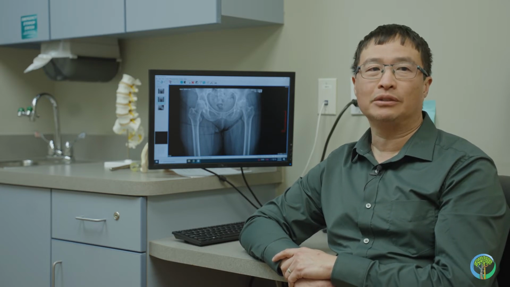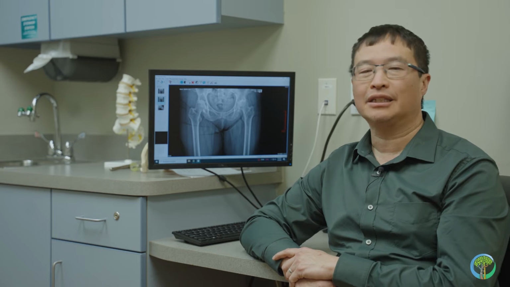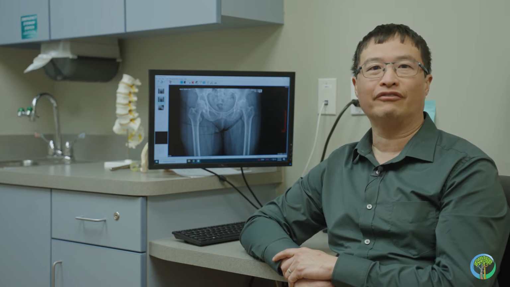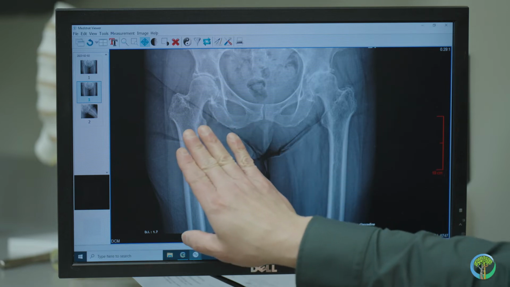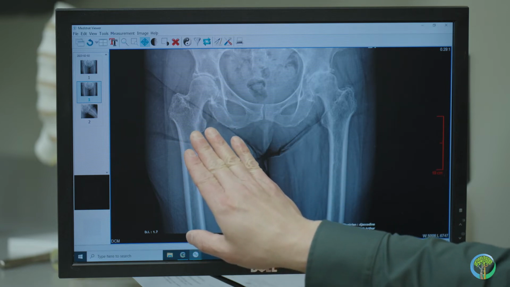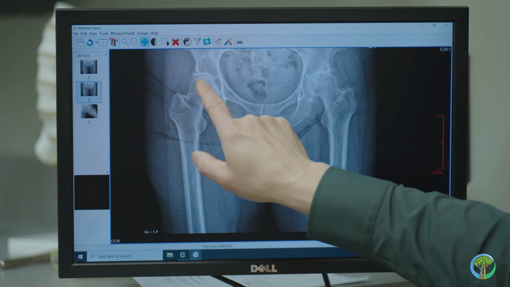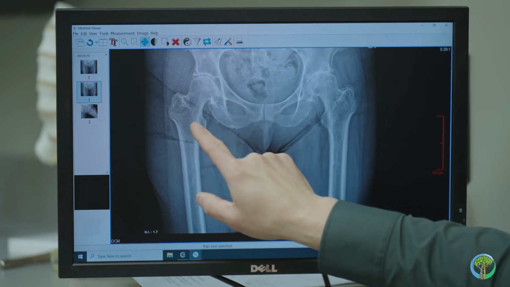And finally, most importantly, are plain x-rays. Regular x-rays give me a ton of information. Here's an example of hip arthritis. On the right-hand side is a relatively normal looking hip. You can see a nice round ball, and you see a space here, that's the cartilage.